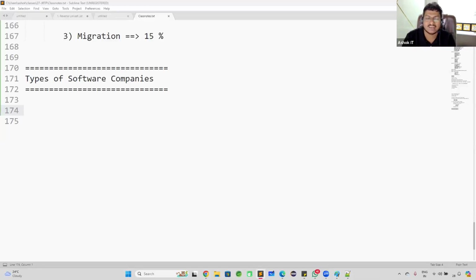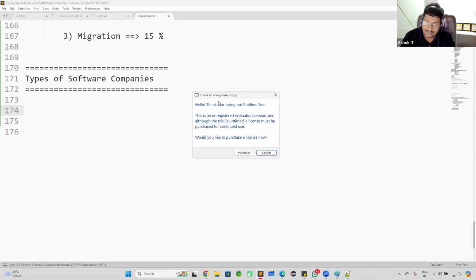That pattern depends on what type of company you are giving the interview for. Based on that company type, we can guess the pattern, but we cannot get the questions. Are you clear? Good. In the IT industry, there are so many companies available.